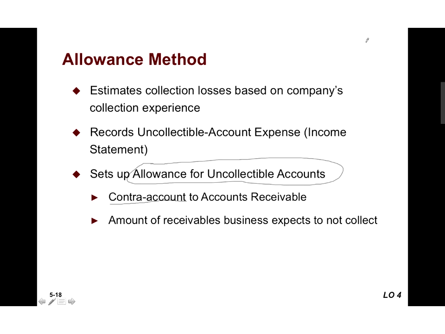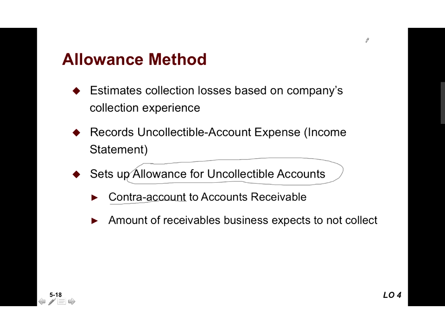So companies have lots of data. They'll track their bad debts from the past, they'll track certain economic indicators, and they'll come up with some estimate of bad debts. Then they record uncollectible account expense, which is also known as bad debt expense. They'll record it on the income statement in the period in which we made the sales.